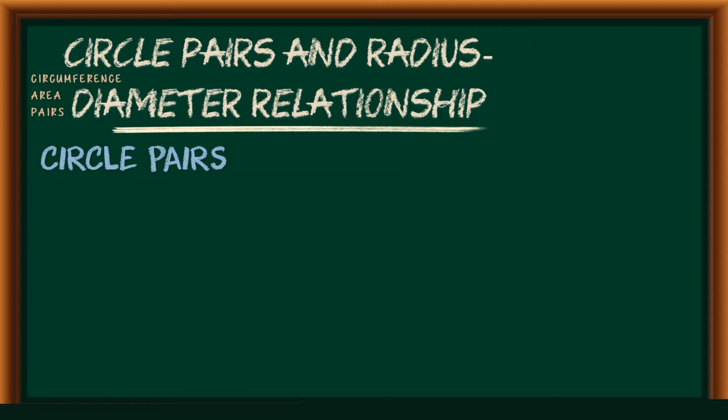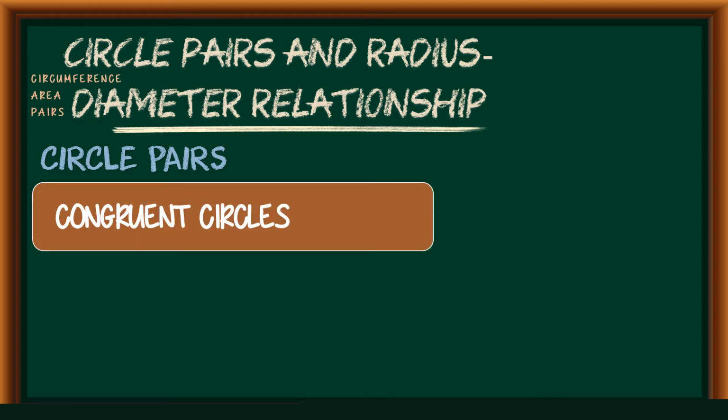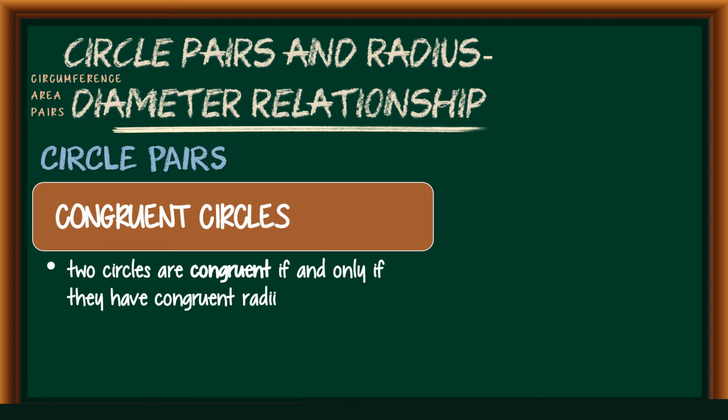Let us now go to the circle pairs. Yes, may pares-pares din ng circle. The first pair is congruent circles. Pag sinabing congruent, same size. Two circles are congruent if and only if they have congruent radii. Kapag daw magkasing haba ang kanilang radius, they are congruent circles.